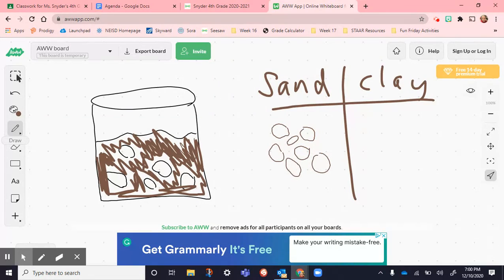And with clay, it's the opposite. They're really, really tiny. With sand, you can actually see with your eyes. You don't need a microscope. But with clay, they're really, really super, super tiny. You can't see all the little individual parts.